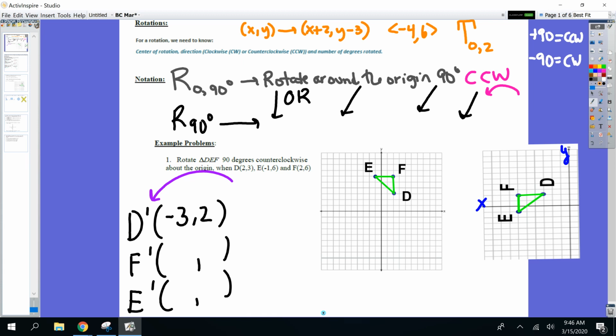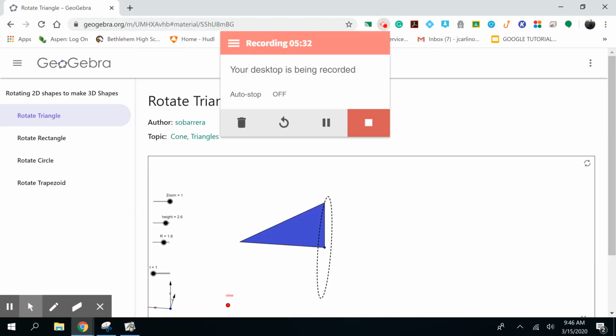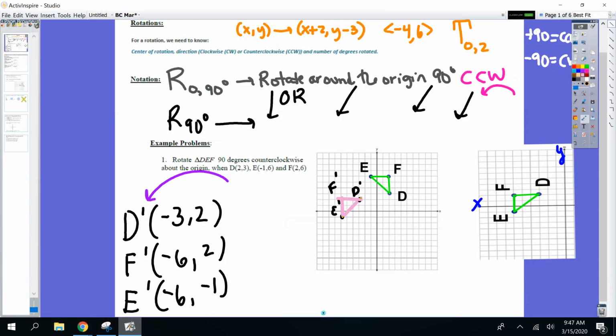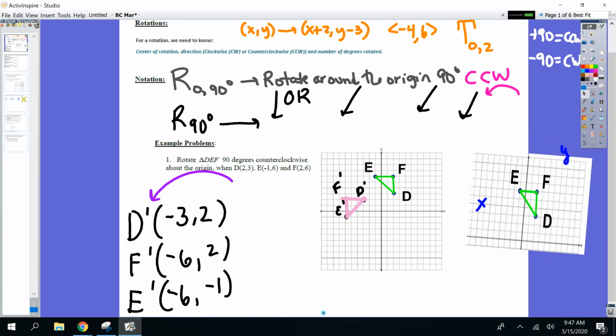And hopefully we're getting F prime to be -6, 2, and E prime to be -6, -1. Now go back, turn your paper back to the original place you were at, and go ahead and graph triangle D prime, E prime, F prime right now. And there it is. Okay, D prime, F prime, E prime. All right, go back to my copy here. I'll go back to the original.